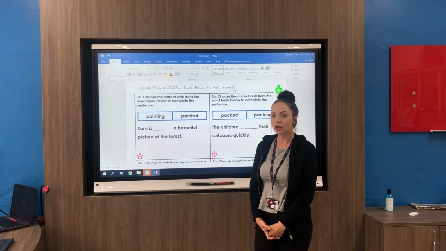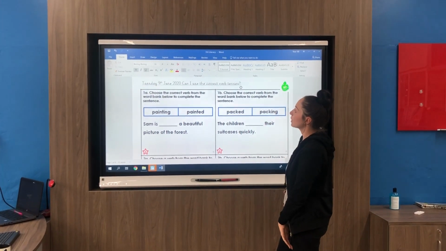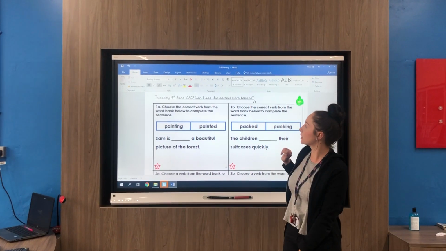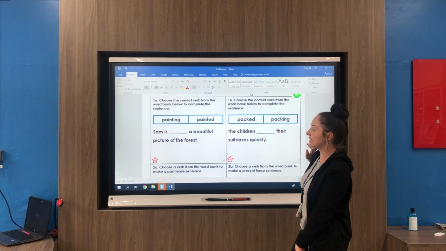So today we are looking at tenses, so it's a bit more of a SPaG lesson today. Our learning question is, can I use the correct verb tenses? Okay, so we're thinking about our tenses.